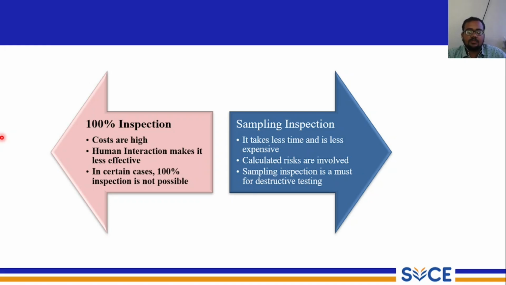Whereas, one important aspect of sampling inspection is for a product where destructive testing is involved, which means that the product will get failure or will get breakdown. Say, for example, of late we have been seeing so many cars saying that they have got 5-star ratings in the safety features.